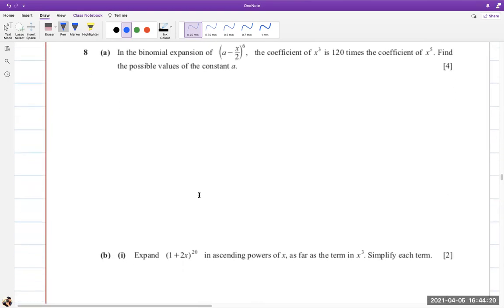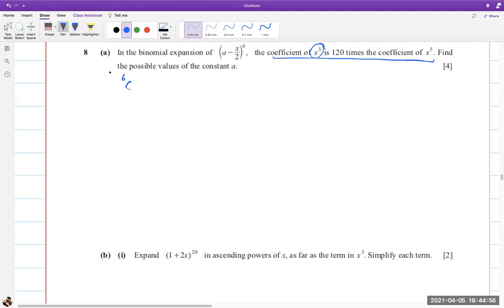All right, in the binomial expansion of this thing, the coefficient of x cube is 120 times the coefficient of x5. This is important. Which means that if you have d x cube, then that is equal to 120 times c if c is with x power 5. Okay, so let's see how we can do that. Find the possible value of constant a. So first of all, let me try to figure out the thing with power 3. Because here x has power 3, I can just do 6c when r is 3.